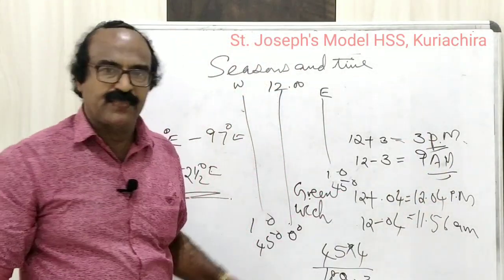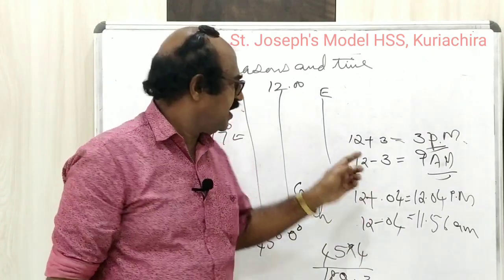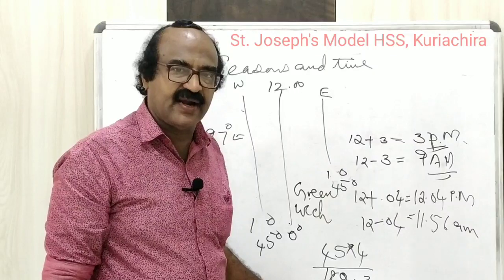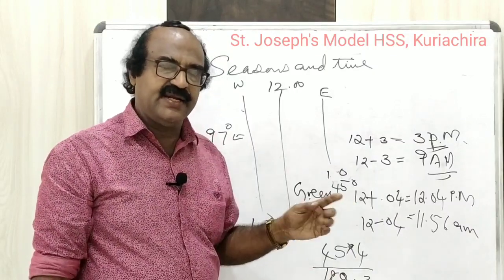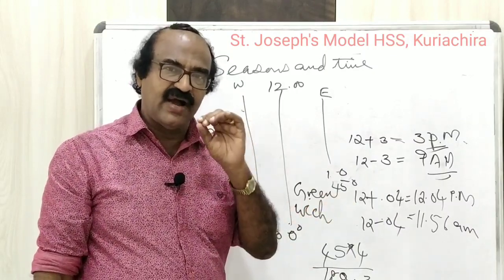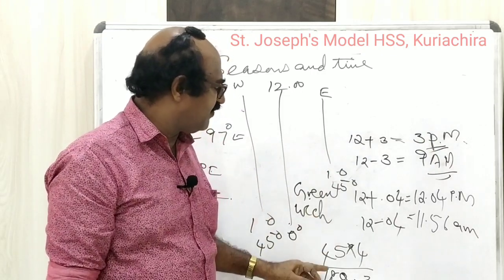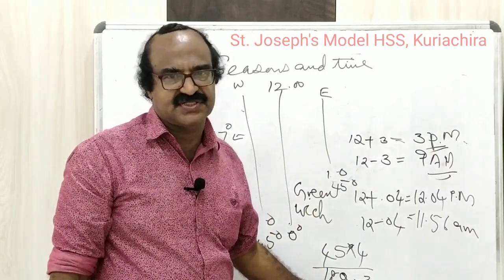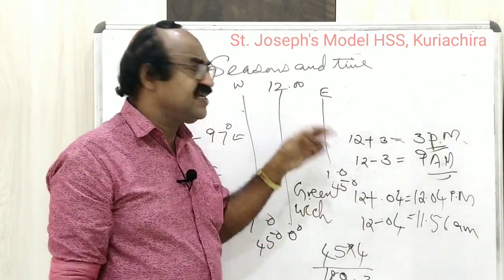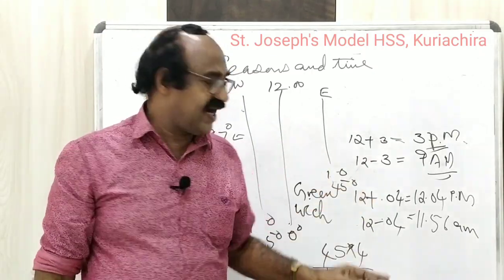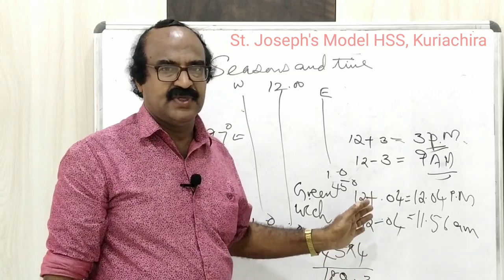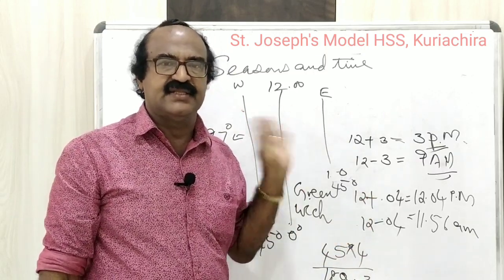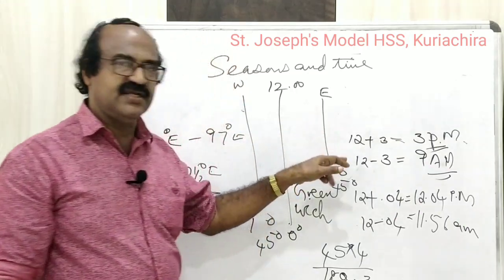You have to do problems like this. Understood? 45 into 4, then you will get 180 minutes. And to make it hours, you have to divide 180 by 60, then you will get 3 hours. Then if it is east, you have to add 3 hours, and if it is west, you have to deduct 3 hours. I have done it for you.